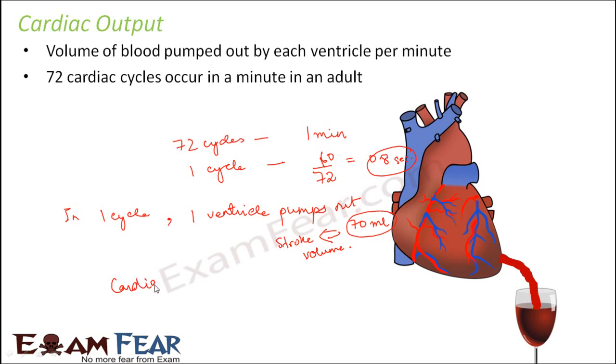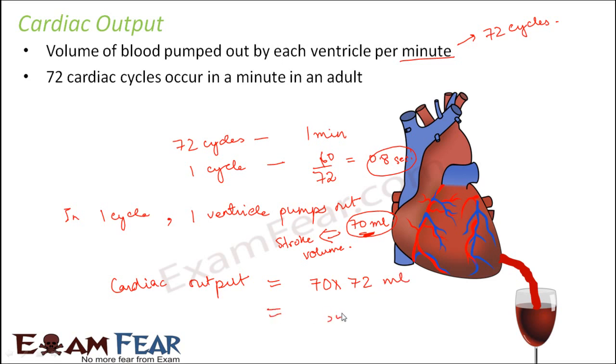And how did we define it? Cardiac output is the volume of blood pumped out by each ventricle in 1 minute. So in one cycle it is 70 milliliter. How much will it pump out in 1 minute? This is just for one cycle, right? Now in 1 minute, how many cycles are there? In 1 minute there are 72 cycles, right? And in one cycle 70 milliliter is pumped out. So that means in 72 cycles, 70 into 72 milliliter will be pumped out.